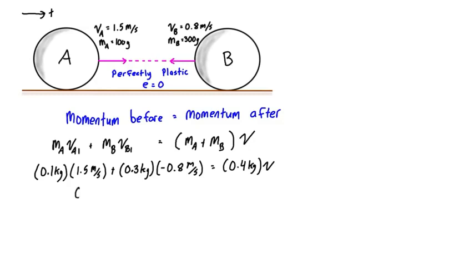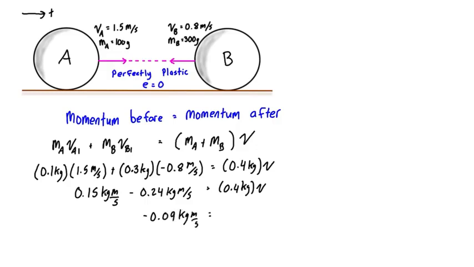All right, we can simplify this a little bit. We're just going to have 0.15 kilogram meters per second minus 0.24 kilogram meters per second is equal to 0.4 kilograms times that velocity. So the left-hand side simplifies to negative 0.09 kilogram meters per second, and the right side stays unchanged.